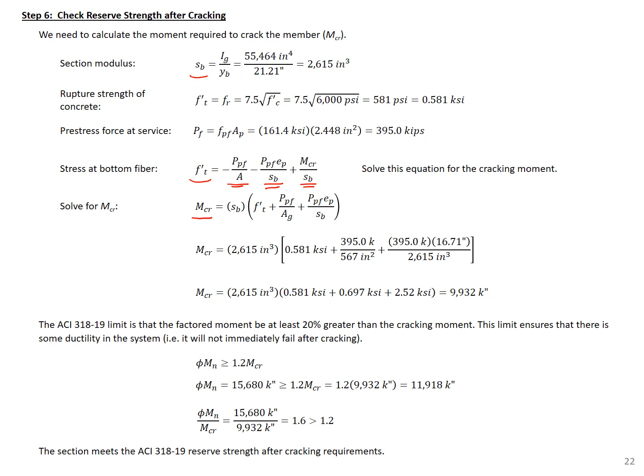The rupture strength of the concrete, again, is 7.5 times the square root of f'c. That's defined by ACI. And the prestress force at service, so when we're applying this cracking moment, is going to be Pf, so 395 kips. We can solve for Mcr and find a cracking moment here of 9,932 kip-inches. So then we look at our limit and we can see that our phi Mn is greater than 1.2 times our cracking moment. So our section has enough reserve strength after cracking.